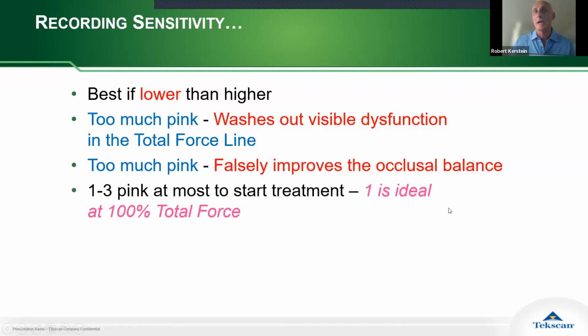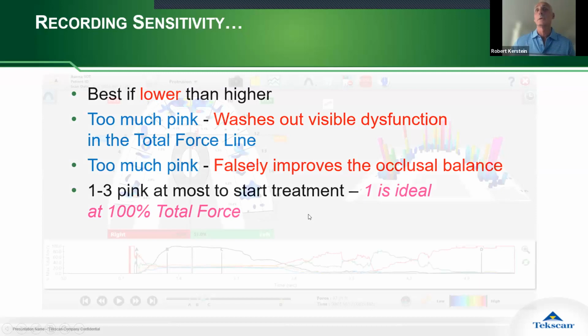So the ideal sensitivity to get optimal graphs is 1 to 3 pink sense cells, which I'll show you in a second. And ideally 1 at the maximum amount of total force is perfect sensitivity. But 1 to 3, matched to your patient's bite strength, is going to give you the correct outcome.